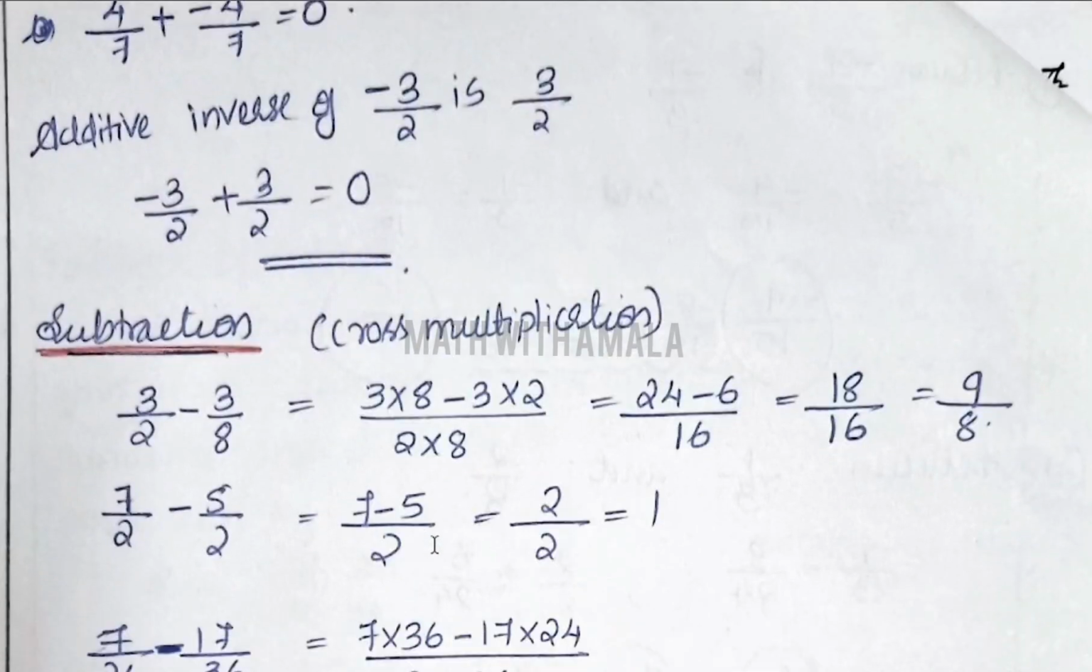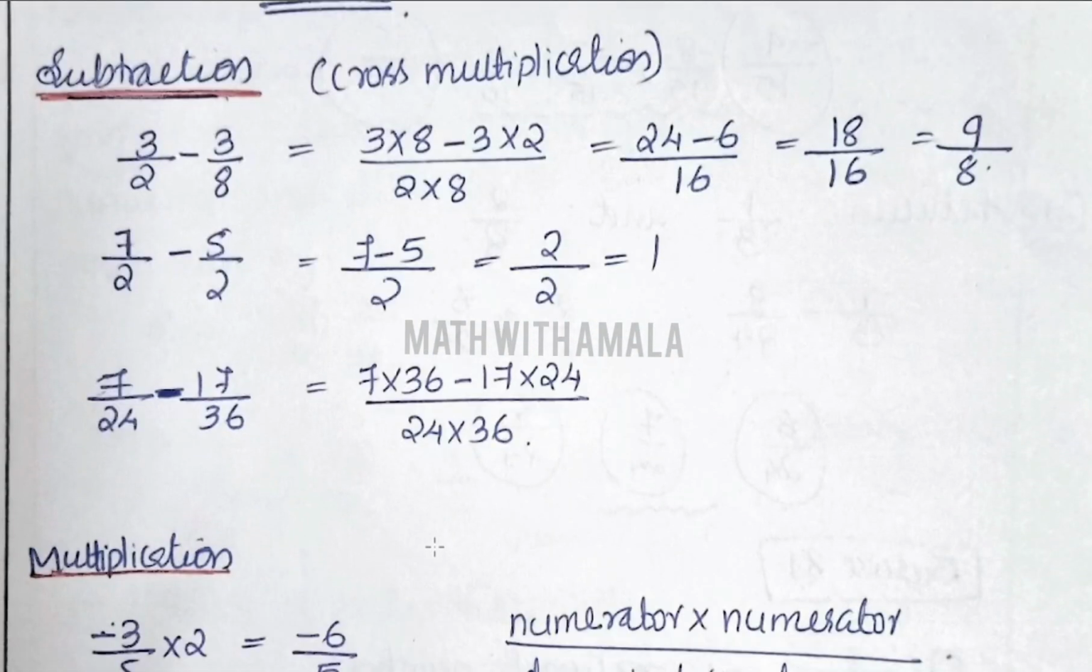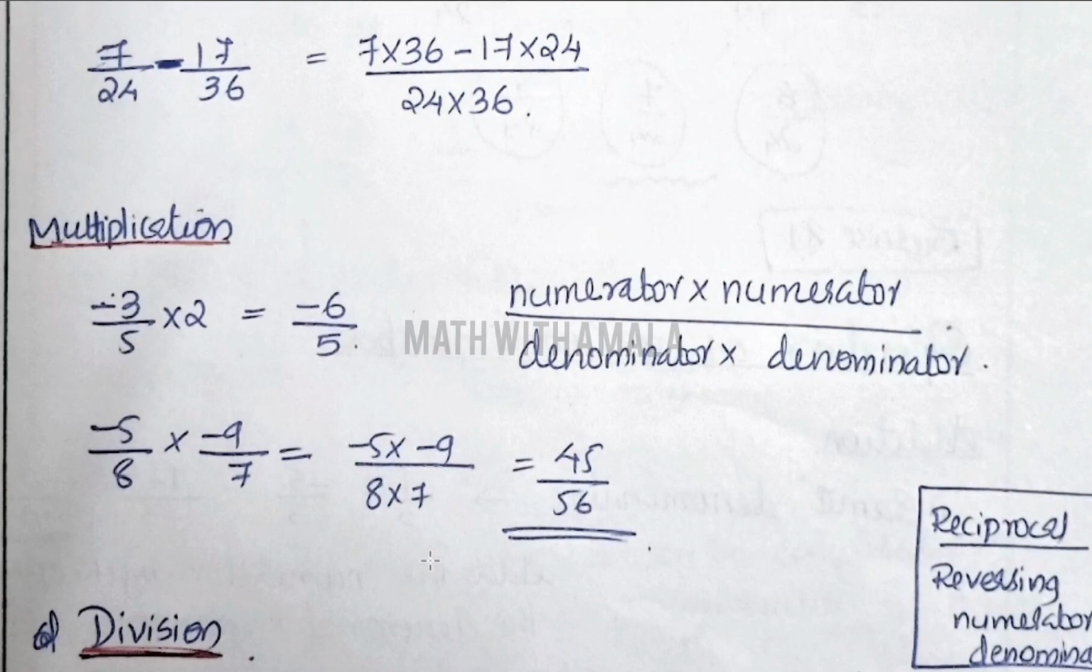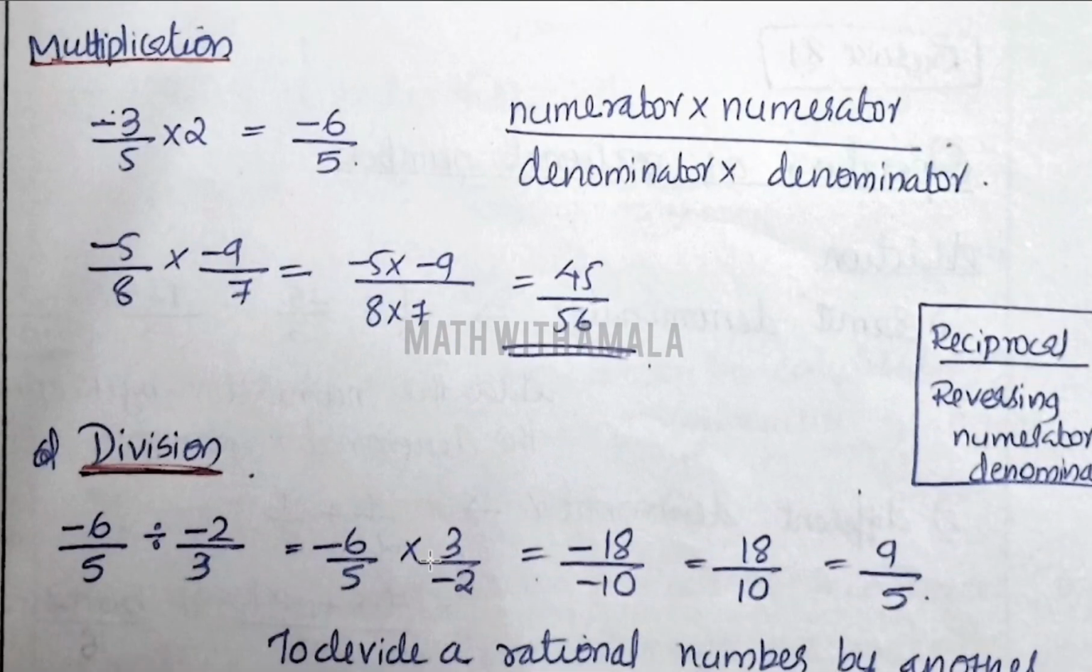In subtraction, you can do the same cross multiplication method or make the denominators the same through LCM. 3 by 2 minus 3 by 8 is equal to 24 minus 6 by 16, that is 9 by 8. 7 by 2 minus 5 by 2 is equal to 7 minus 5 by 2 when the denominators are the same. 2 by 2, that is 1. 7 by 24 minus 17 by 36 equal to, you can complete it.